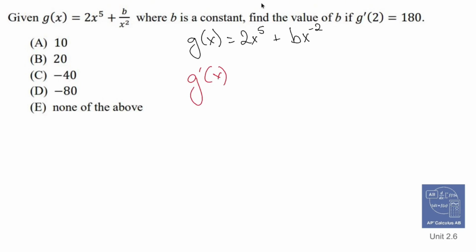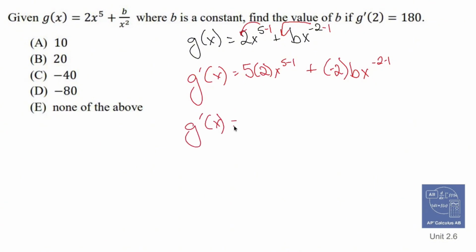g prime of x has me dropping this 5 down and multiplying it to 2, so drop the 5 down, multiply it to 2 times x, and subtract 1 from here, so 5 minus 1. Drop this negative 2 down, so plus negative 2 times b, and then we're going to subtract 1 from that negative 2, so negative 2 minus 1. Simplifying that, g prime of x is going to be 5 times 2 is 10, x to the 5 minus 1 is 4, minus 2b, x to the negative third.